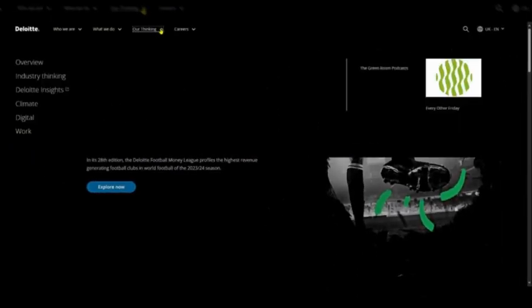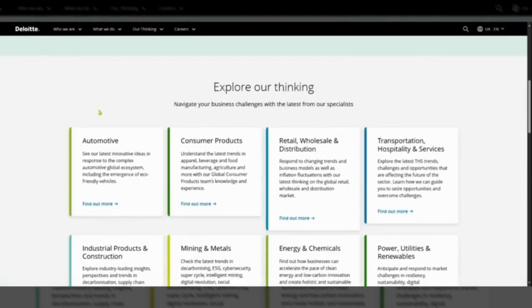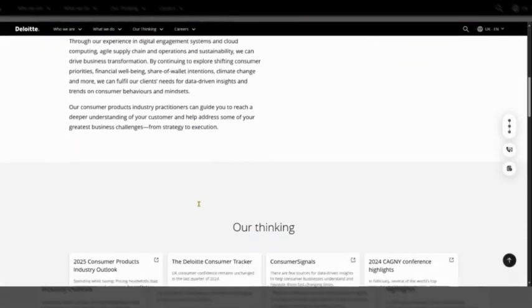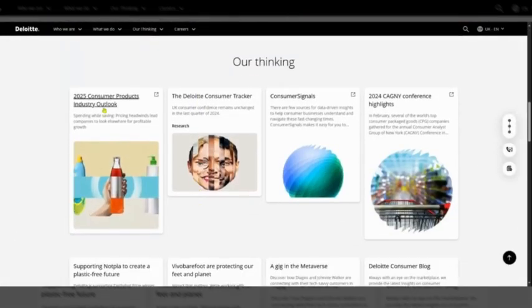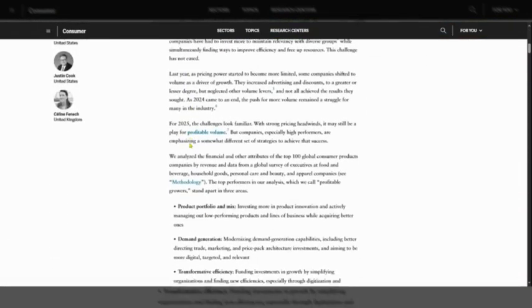Deloitte publishes free reports and articles on various industries covering topics such as market dynamics, economic trends, and technological advancements. They also publish thought leadership pieces that provide in-depth analysis and perspectives on key business issues, and host free webinars and podcasts featuring expert discussions on market trends, industry challenges, and innovative solutions.